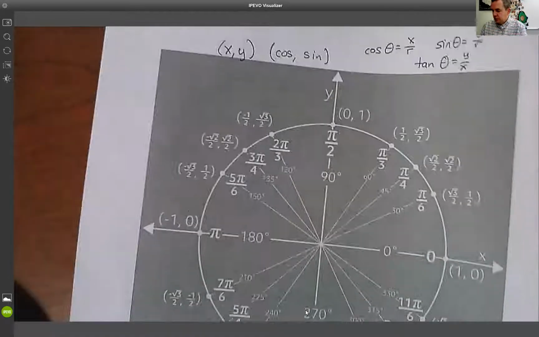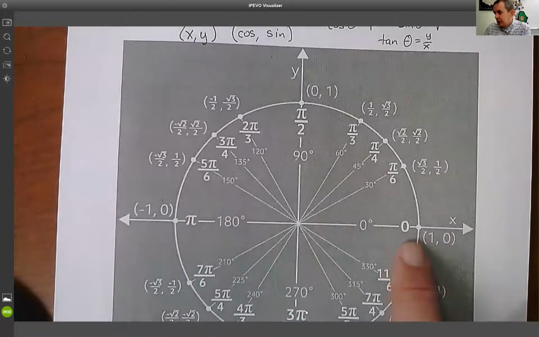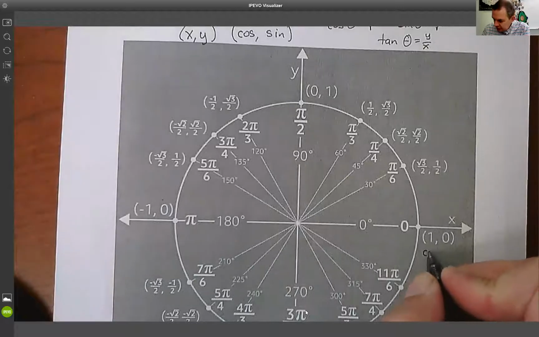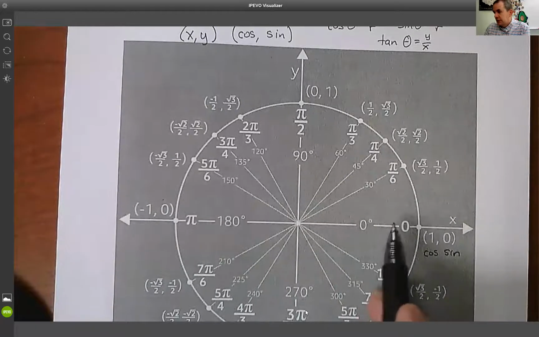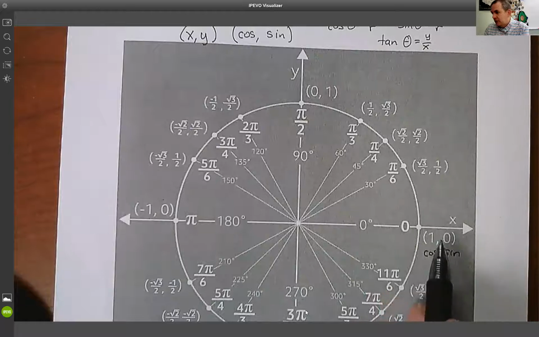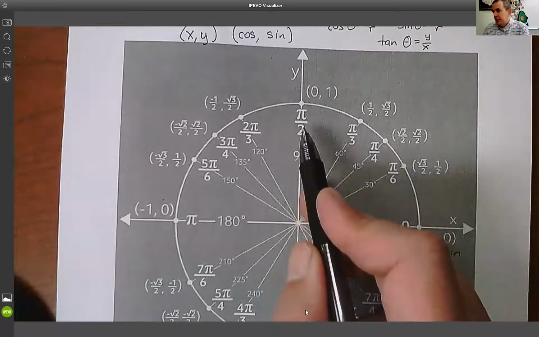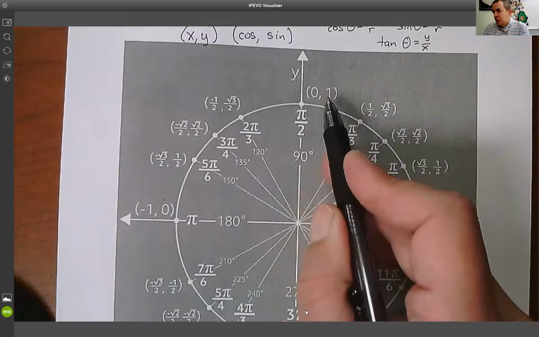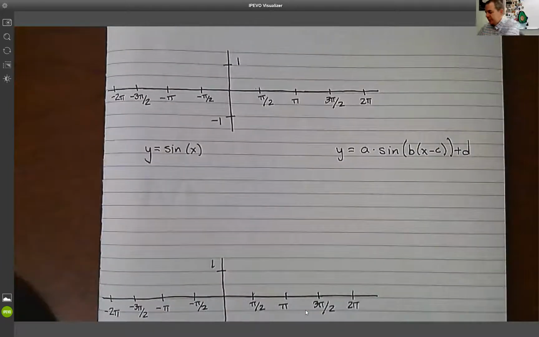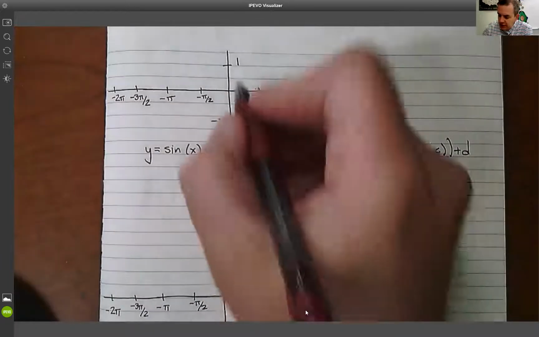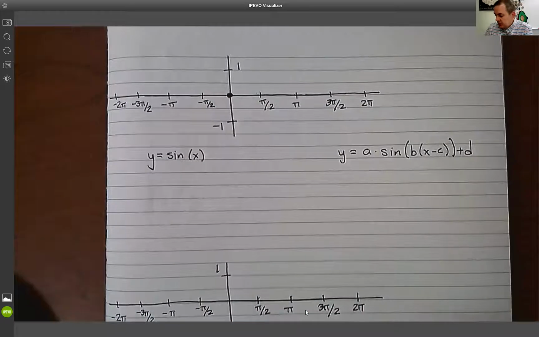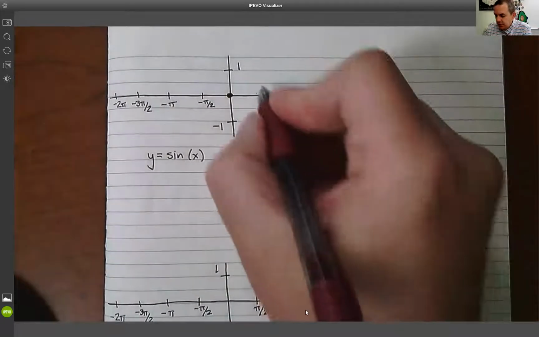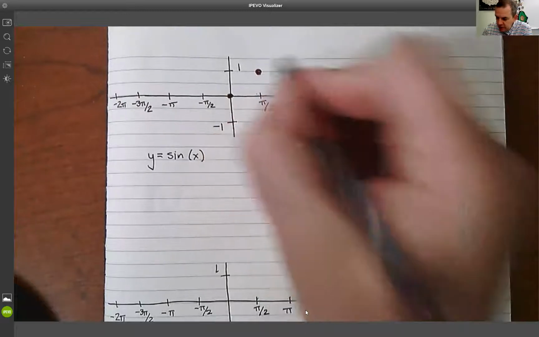So if you have our unit circle, we start here, and remember that this is always our cosine part, the X, and this is our sine part, the Y. So we're dealing with the sine curve. When we're at 0 radians, our value of sine is 0. When we're at pi over 2 radians, our value of y is 1. So when I go to graph this curve, when I'm at 0 radians, the value of my function is 0. But when I'm at pi over 2, I'm at 1.